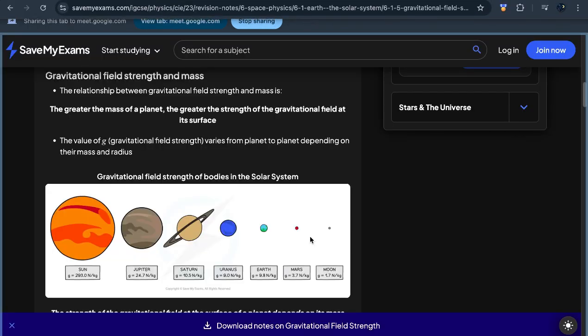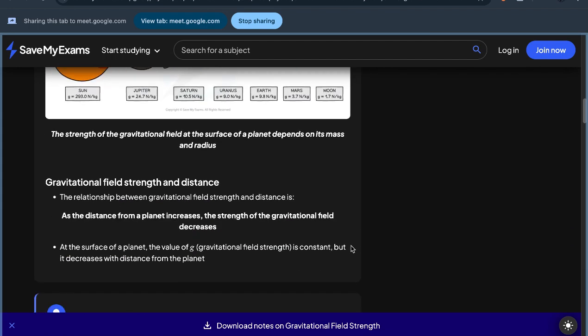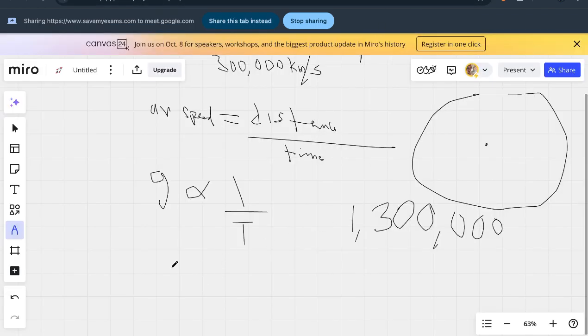Okay, now let's move on quickly. Let's take a look at the gravitational field strength and distance, G and distance. The relationship between the gravitational field strength and distance is that as the distance from the planet increases, the gravitational field strength decreases. If distance decreases, the field strength increases. That means they are inversely proportional, because if one increases, the other one decreases. So the farther away, the smaller the gravitational field. Maybe from the sun, for example.